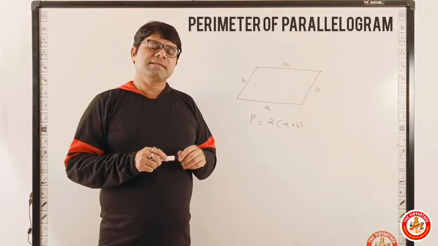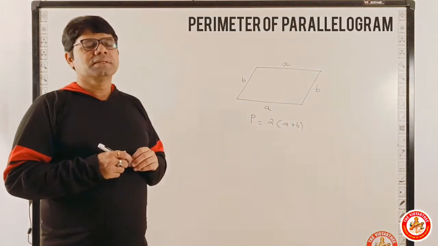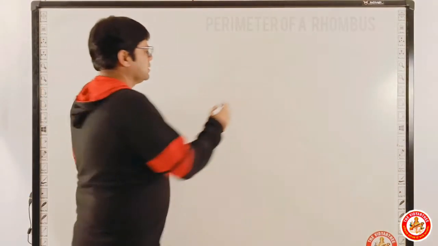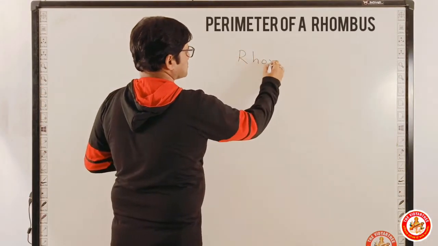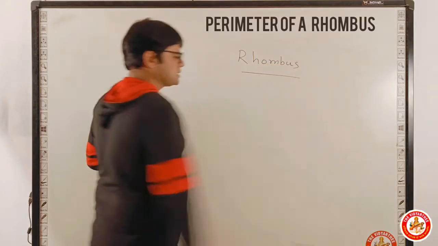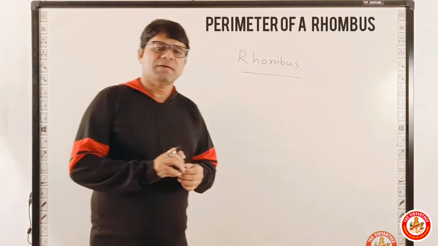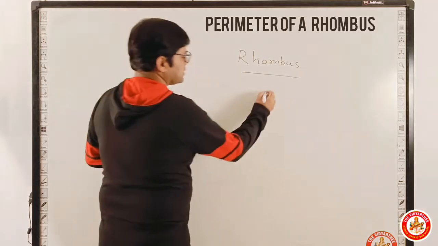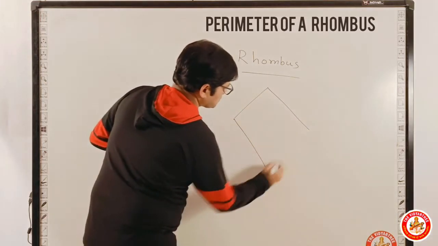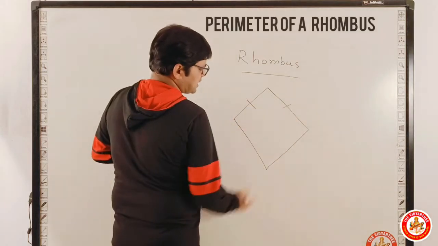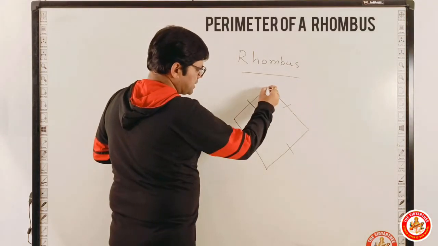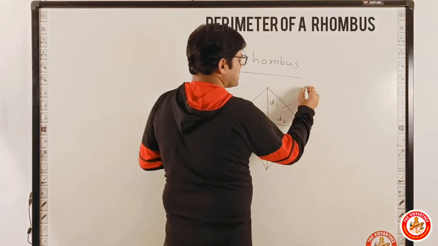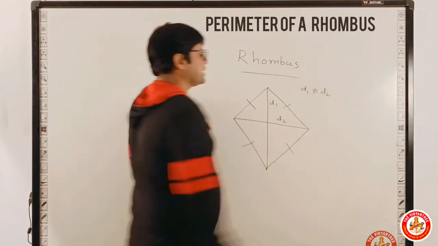So let us take the next figure, which is a rhombus. A rhombus, as I had mentioned, is a parallelogram having all the four sides equal, but the measure of the diagonals are different. Now this is a rhombus. This side is equal to this side, which is equal to this side, which is equal to this side. But these are the diagonals. This is called D1, and this is a diagonal which is called D2. So we have to remember that D1 is not equal to D2 in case of a rhombus.